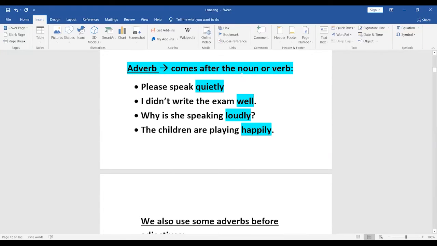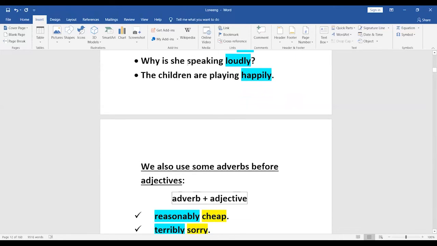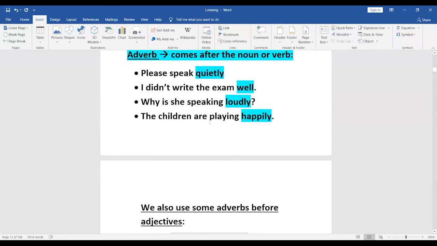Let's take a look at a few adverbs that come after the noun or the verb. So please speak quietly. How should you speak? Quietly, because quietly adds more meaning to the verb. Quietly is the adverb. So I want you to go through these three sentences and memorize them so that you could use them.